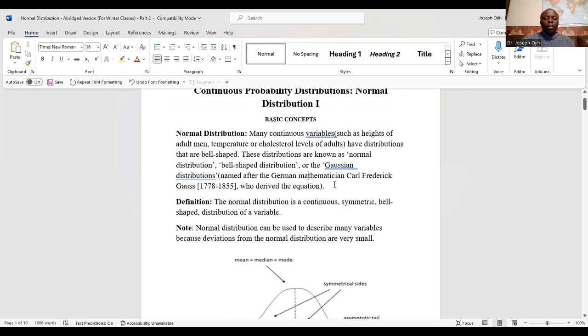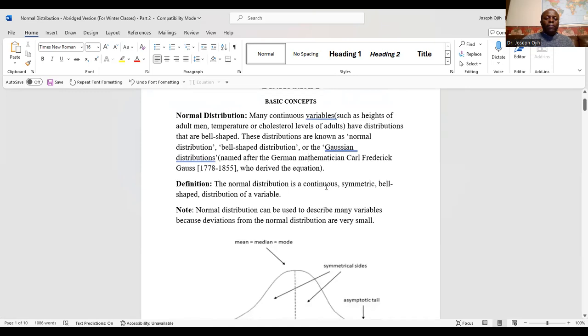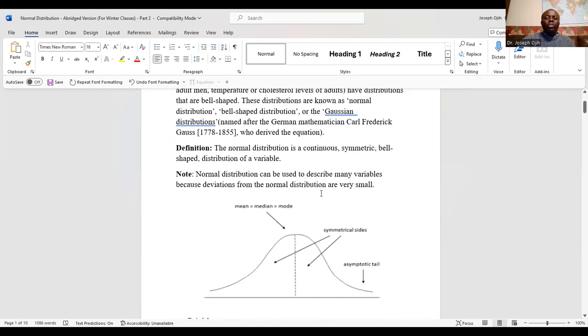So with that said, we can now define the normal distribution as a continuous, symmetric, bell-shaped distribution of a variable. We can use normal distribution to describe many variables because deviations from normal distribution are very small.